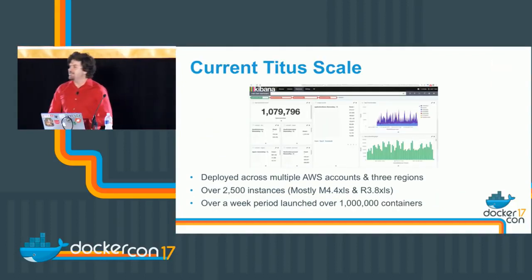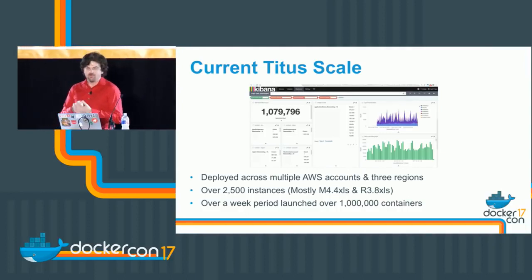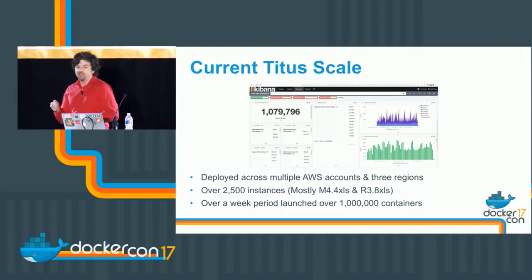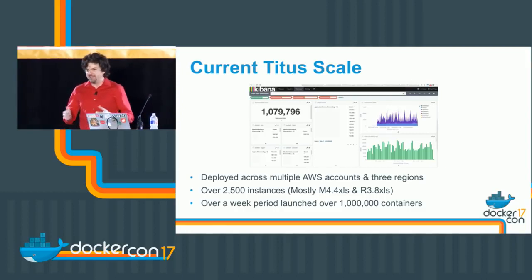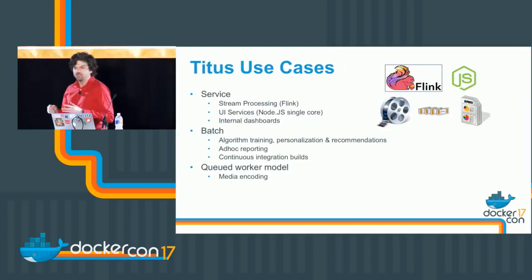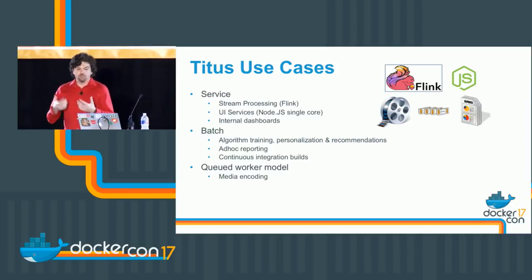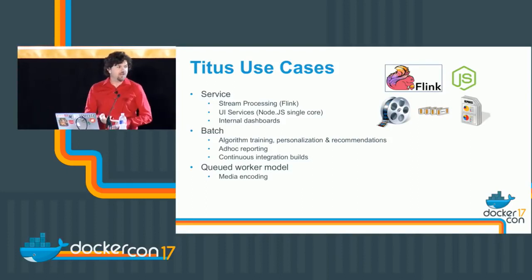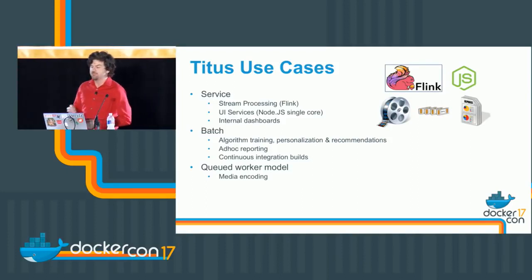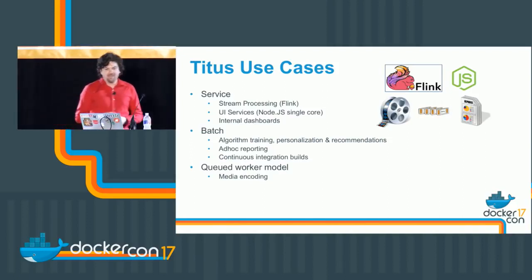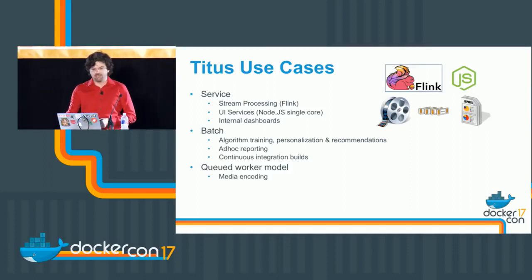At the current Titus scale at Netflix, we're deploying over 1 million containers per week, and that's on over 2,500 instances, and they're fairly large EC2 instances. The use cases for Titus include services. These are long-running services that include stream processing, UI, Node.js, and internal dashboards. Then there's batch jobs, which are more short to long-term: algorithm training, reporting, and there's also media encoding as a queued worker model.